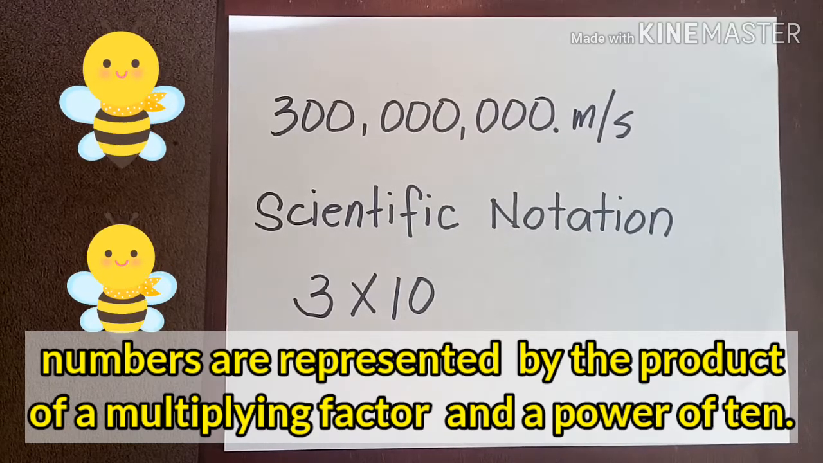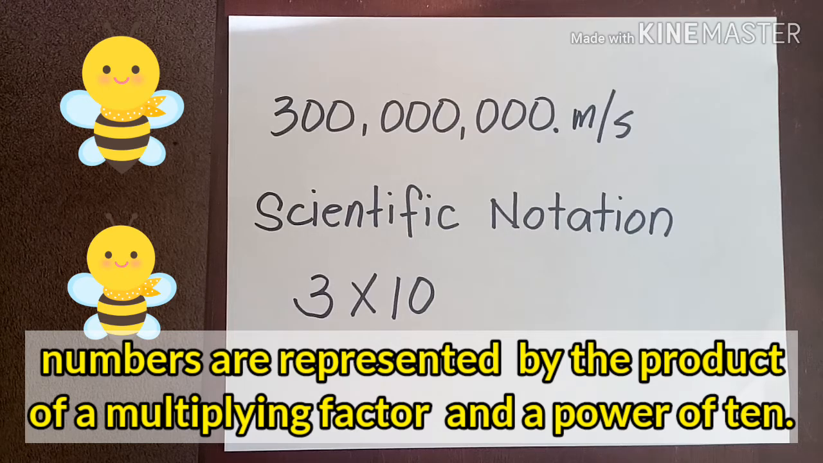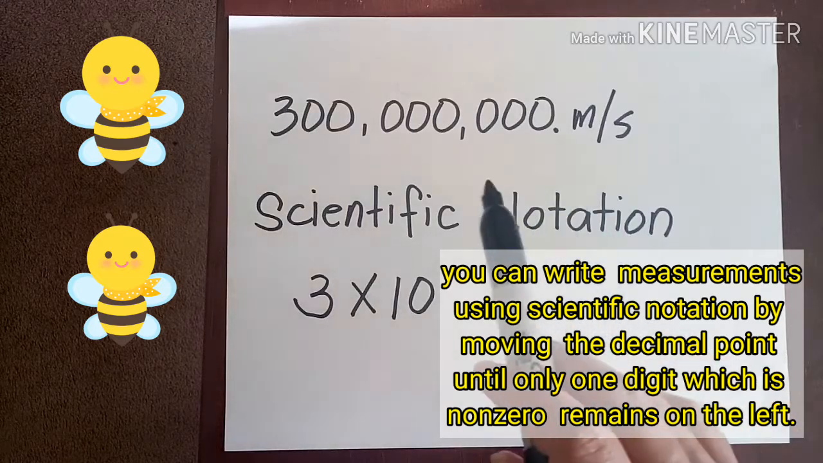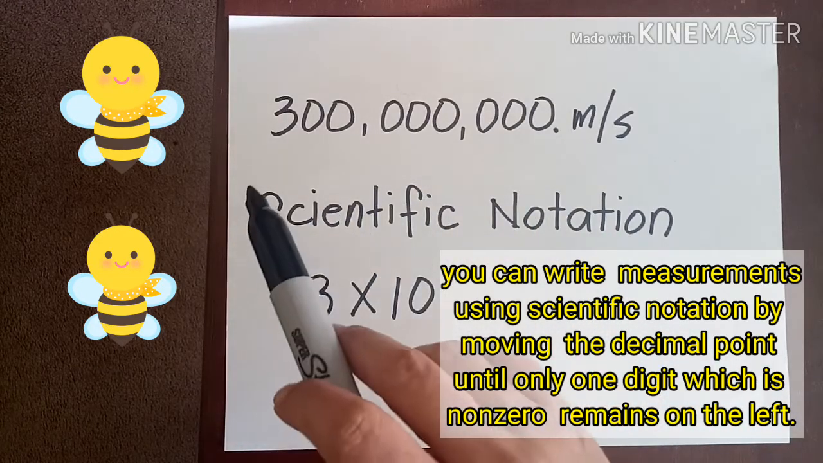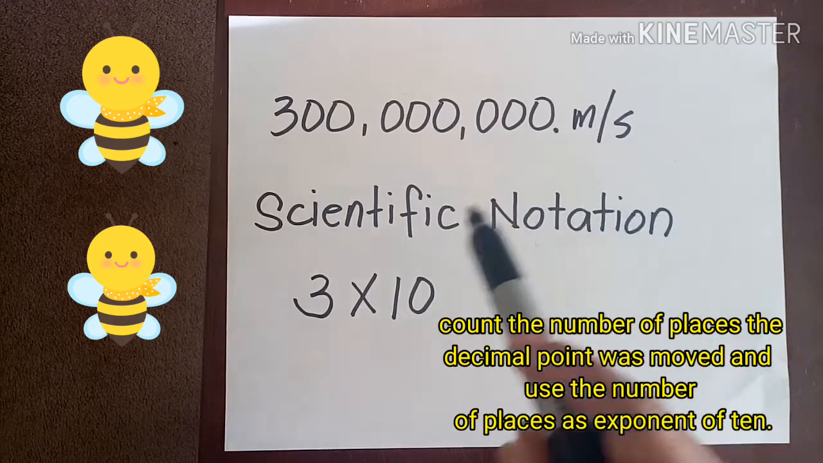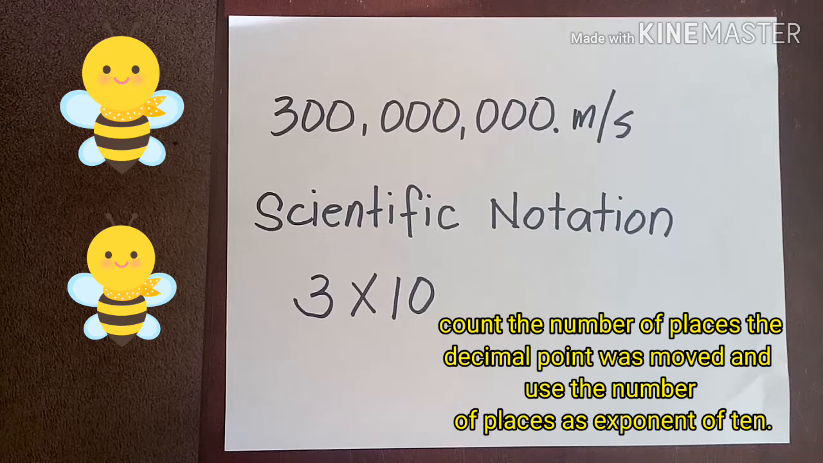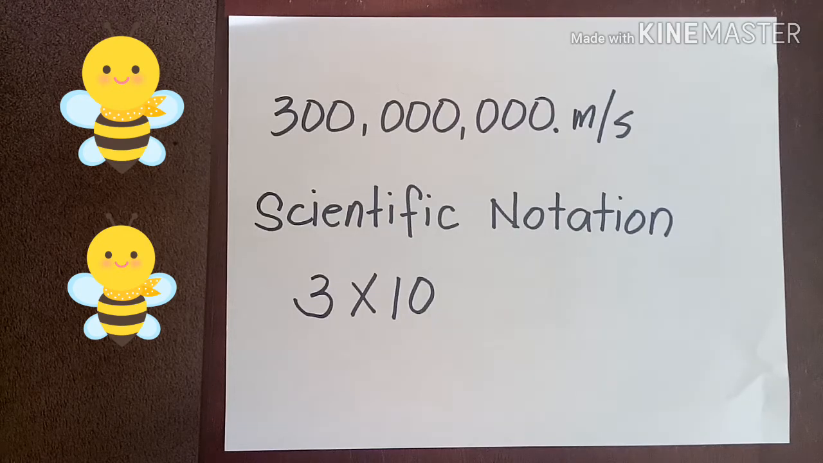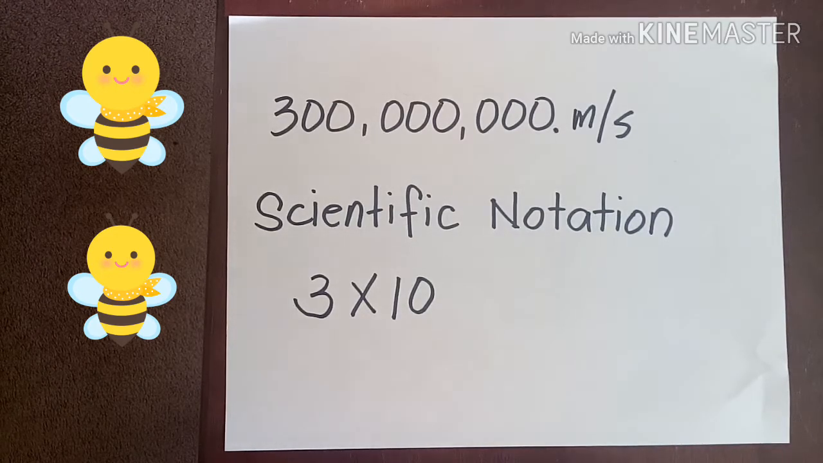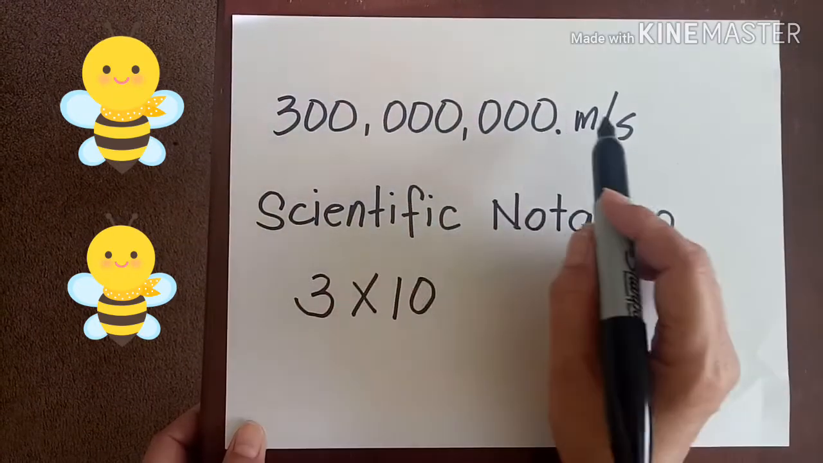In scientific notation, numbers are represented by the product of a multiplying factor and a power of 10. A power of 10 is the number 10 raised to an integer exponent. You can write measurements using scientific notation by moving the decimal point until only one digit, which is non-zero, remains on the left. Then count the number of places the decimal point was moved and use the number of places as the exponent of 10. The sign of the exponent depends on whether you count off places to the right, which is negative, or to the left, which is positive.